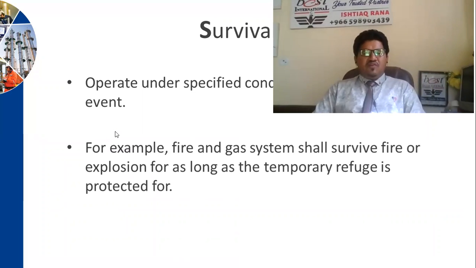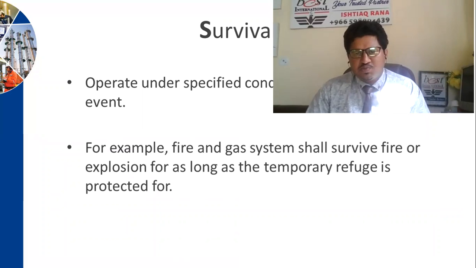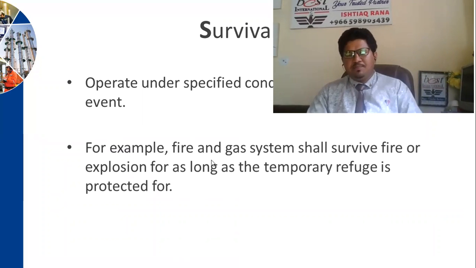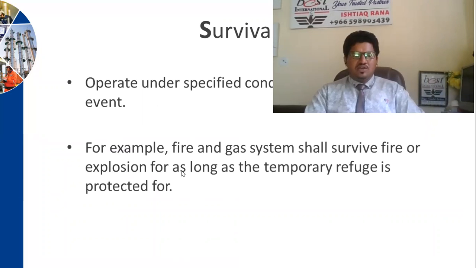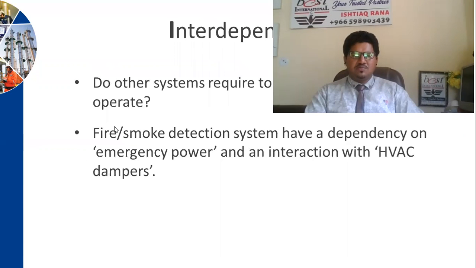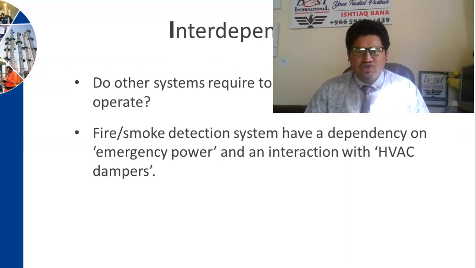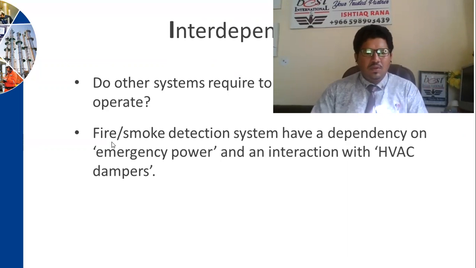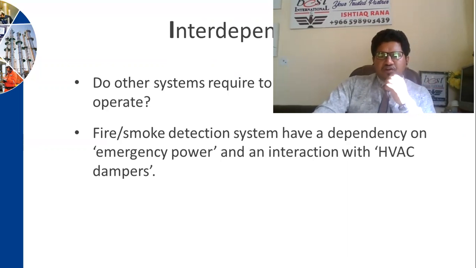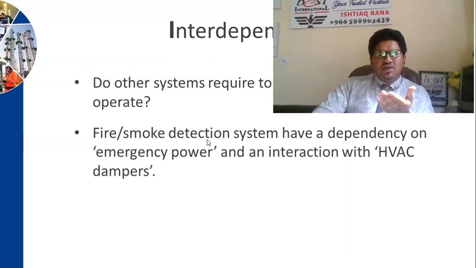Survivability is all about operating under specified conditions, particularly post-event. For example, fire and gas detection shall survive fire or explosion for as long as the temporary refuge is protected for. So the survivability factor must also be there. Interdependencies is about whether other systems are required to be functional for it to operate. For example, a fire smoke detection system has a dependency on emergency power and interaction with HVAC or HVAC dampers.